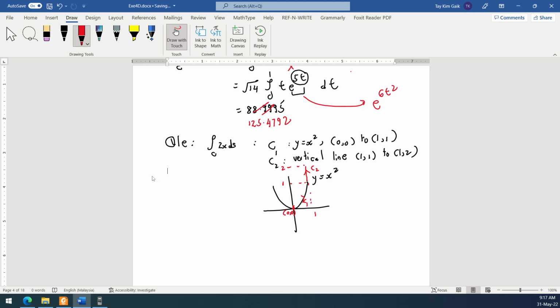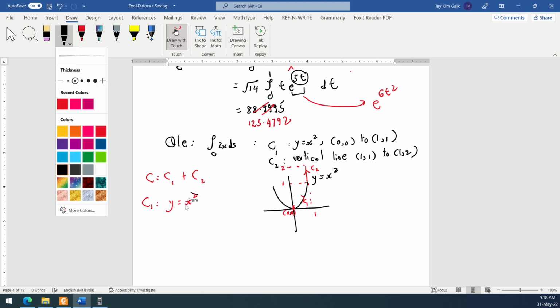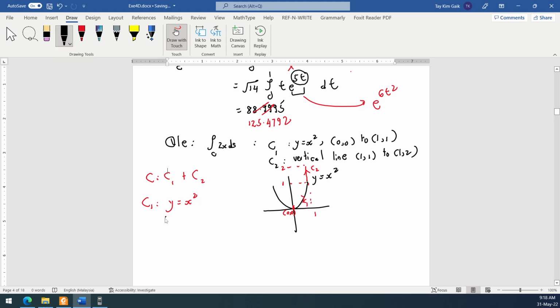Then the curve C is C1 plus C2, so the line integral has to be broken into two integrals. For C1, you have y equals x squared. Let the variable on the right-hand side, x, equal t. Then y equals t squared. x moves from 0 to 1, and because x equals t, t also moves from 0 to 1.